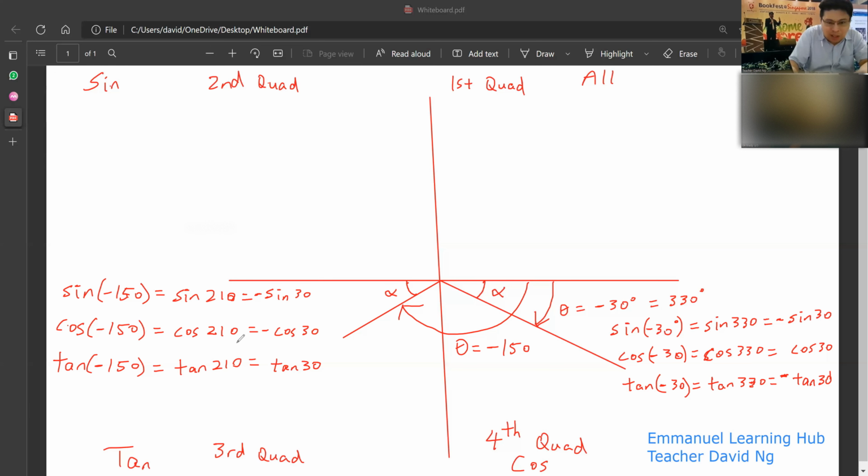Okay? Clear? Then sine 30, you already know, is half. So negative half. Cosine is negative root 3 over 2. And this is positive: half divided by this, 1 over root 3, which is root 3 over 3. Negative divided by negative is positive. Tangent is sine over cosine. So in the third quadrant, tangent is positive. Clear?